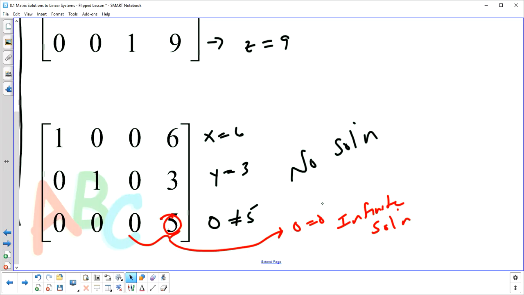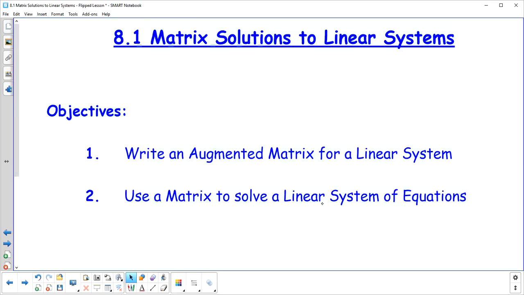Okay, we'll talk about how we create those matrices tomorrow in class, but that's basically the gist of it and how we put those in our calculator. If you can create an augmented matrix, you can very quickly and easily solve a linear system of equations for as many variables as we have.